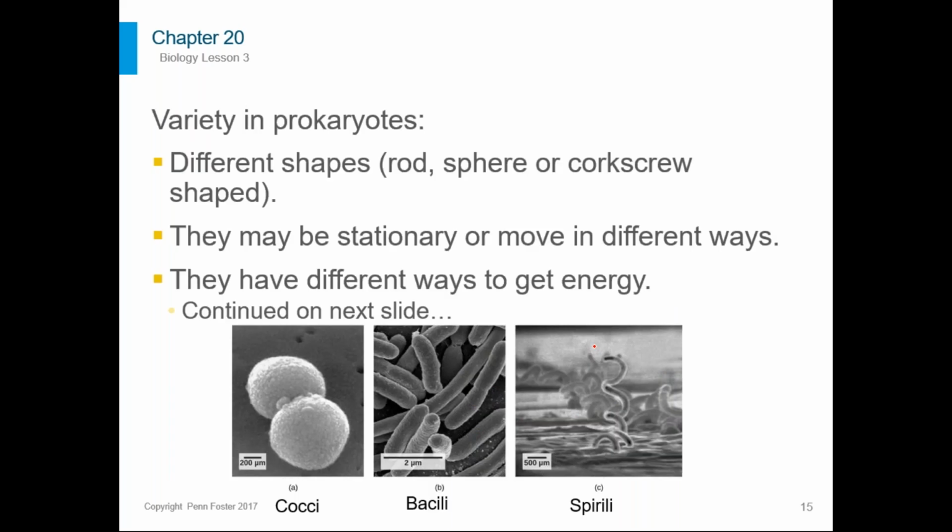Okay, in the structure and function section, we learned that there's a big variety in prokaryotes. They could be rod-shaped, sphere-shaped, or corkscrew-shaped. They could be stationary or move in a couple of different ways. And they have different ways to get energy, which we're going to talk about on the next slide.